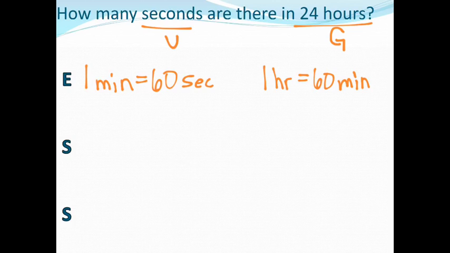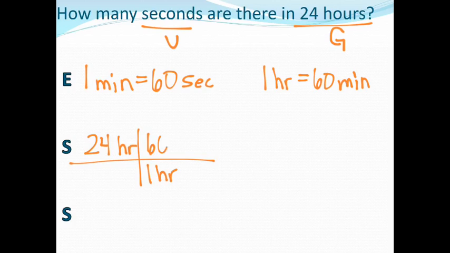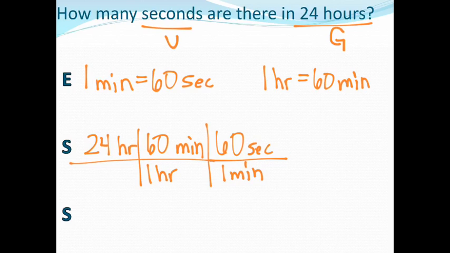And we're just going to start off with our given here, 24 hours. And then starting to use that last equation that we just came up with. 1 hour has 60 minutes. And then in 1 minute, there are 60 seconds. So it's not that bad. 2 conversions will get you there. And then, of course, we're multiplying and dividing.